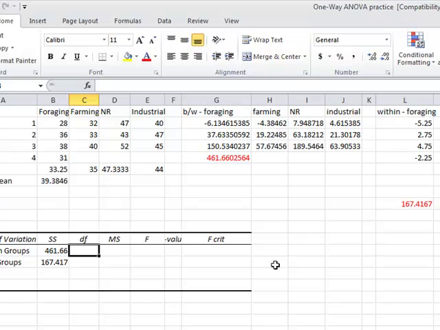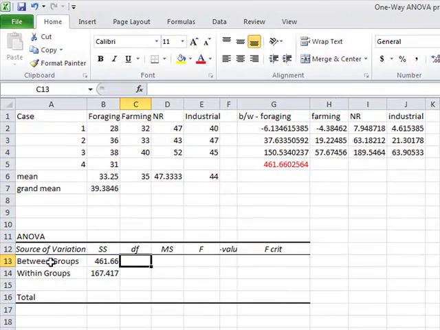Now we need to calculate the degrees of freedom for between groups. And what is that? How many groups are there? There are 4 groups. So 4 minus 1 is 3. So the degrees of freedom for between groups is 3. Easy. Now about within group.